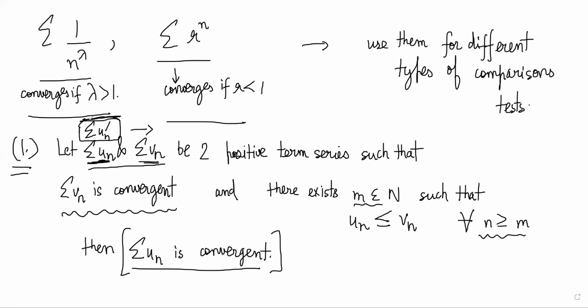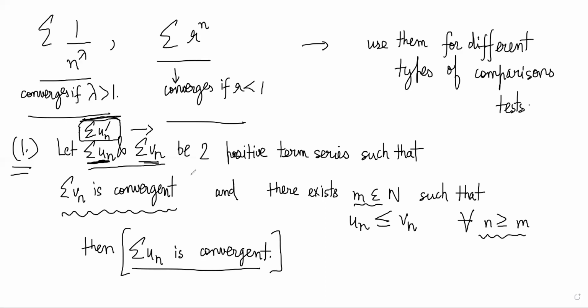So we have seen that theorem before, that you can add or subtract a finite number of terms to any convergent series and it doesn't change its behavior. So by that, you should understand this theorem. It says that after some point, if an unknown series is always lesser than a known convergent series, then the unknown series is convergent.